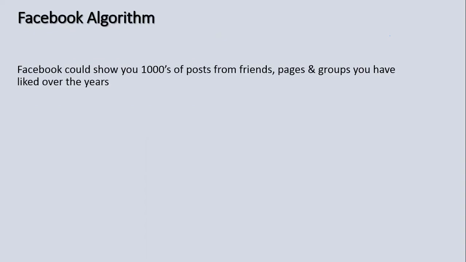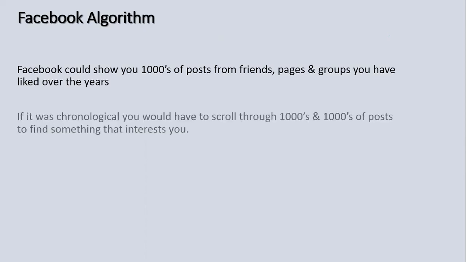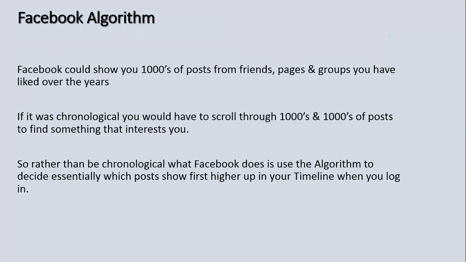Facebook could show you thousands of posts from friends, pages, and groups that you've liked over the years. If it was chronological, you'd have to scroll through thousands and thousands of posts to find something that interests you. So rather than be chronological, what Facebook does is use the algorithm to decide essentially which posts show first, higher up in your timeline when you log in.